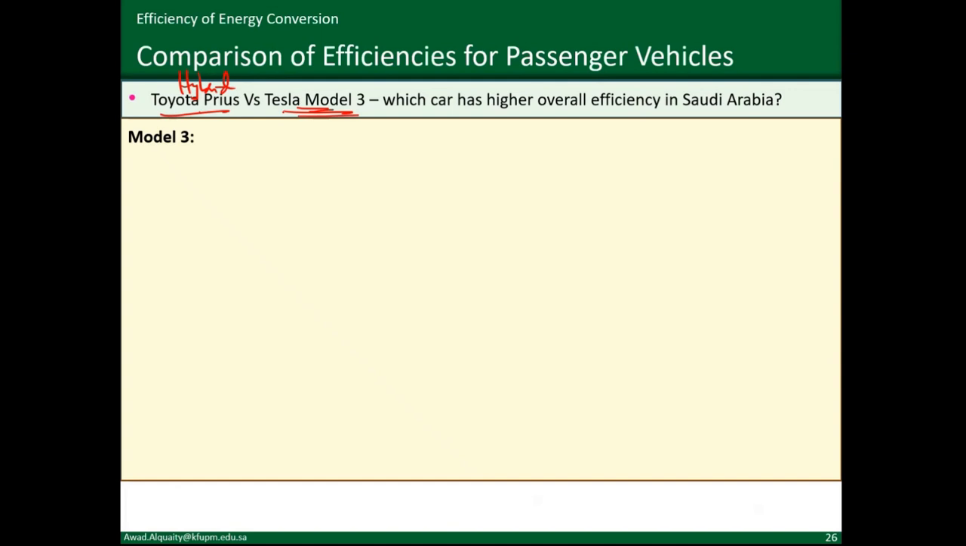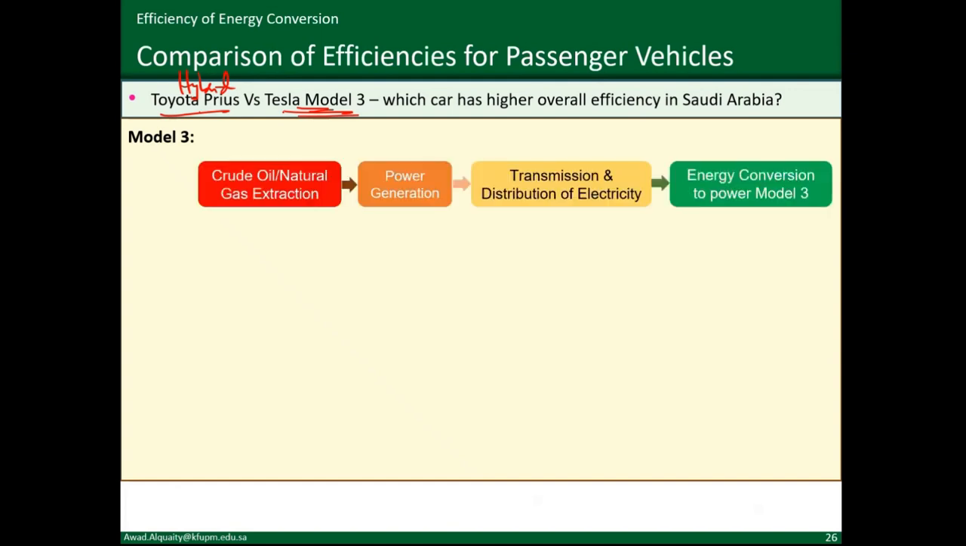Now, if you're in Saudi Arabia, we know that the electricity is generated by burning fossil fuels, and you're going to use that fossil fuel generated electricity to power your electric vehicle, right? Model 3 in this case. So let's look at the different energy conversion processes and their efficiencies over the entire chain. So starting from crude oil or natural gas extraction, this is very efficient in Saudi Arabia. The efficiencies are around 99%.